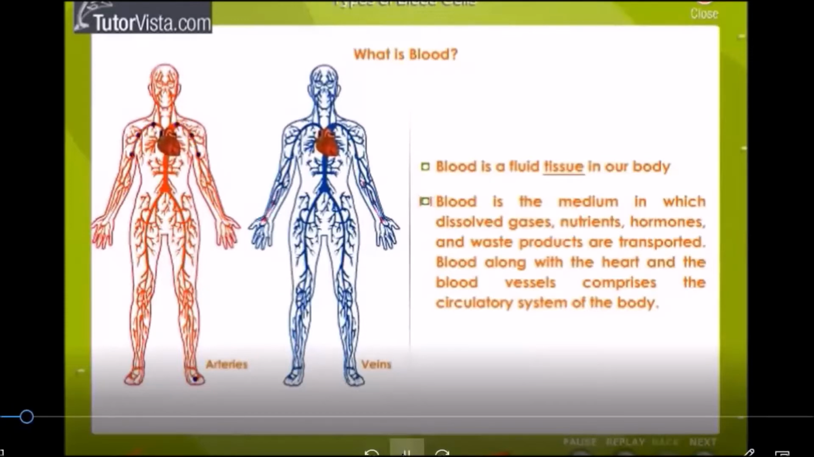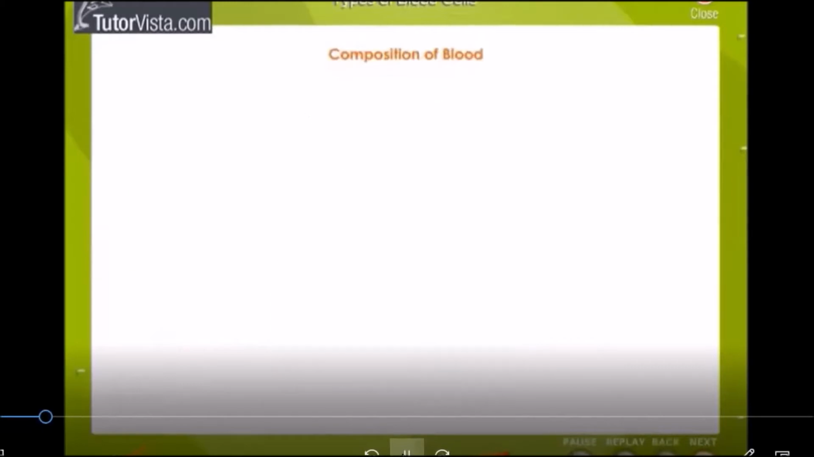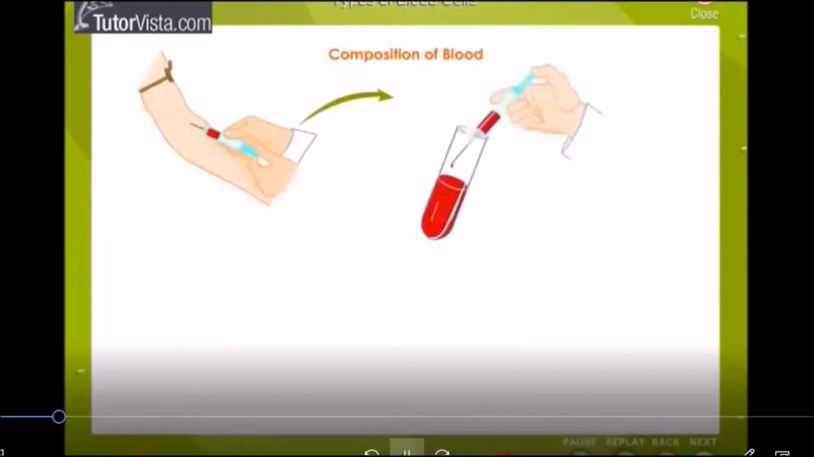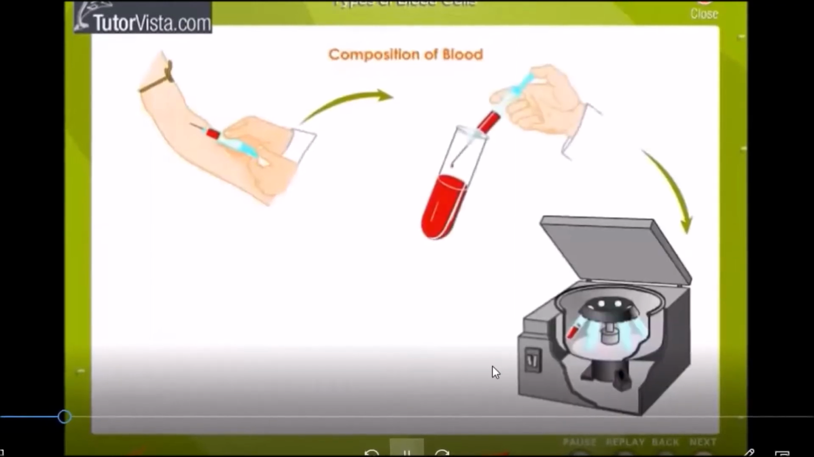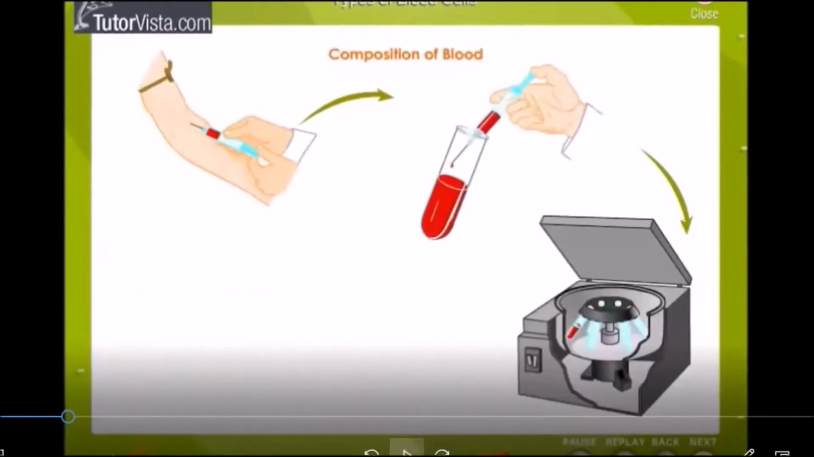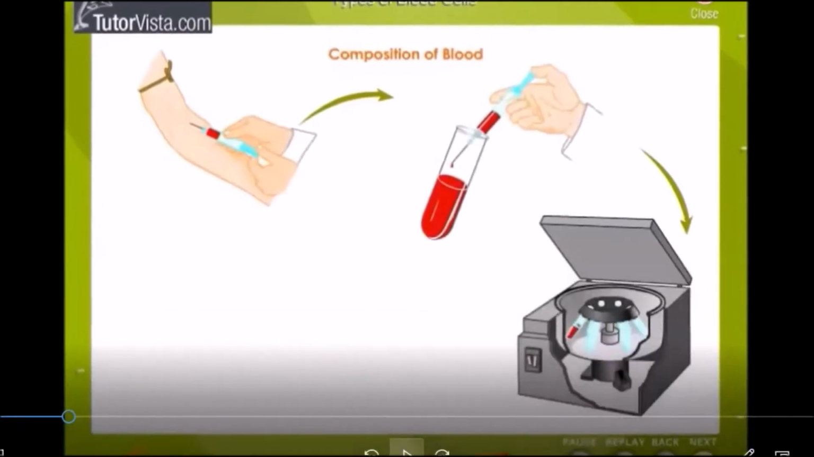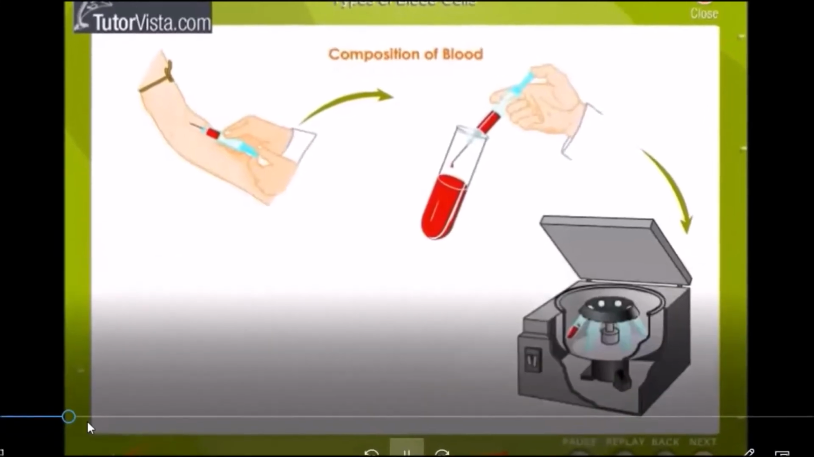To understand the main composition, you first need to understand the method of finding the composition. That is done by collecting a sample of blood, transferring it into sterilized test tubes, and centrifuging the blood samples. As I told you before, centrifugation is a method by which you separate out the components of a fluid or a liquid based on their sizes or densities. So when we centrifuge it, after that we observe the components under the microscope. So here's what we have found as a result.